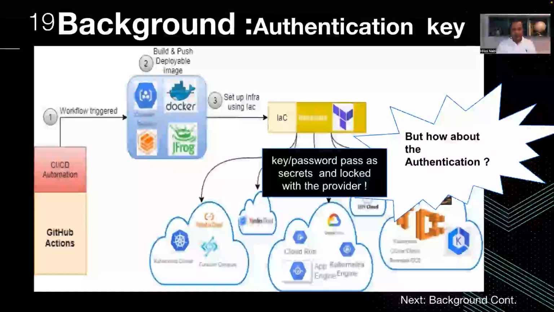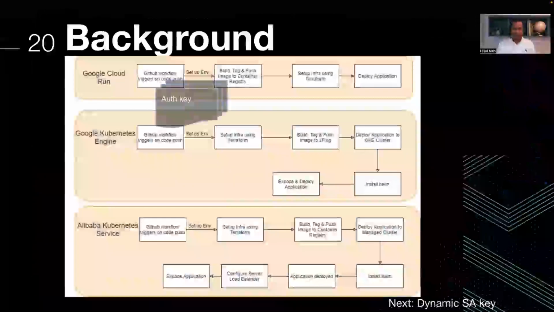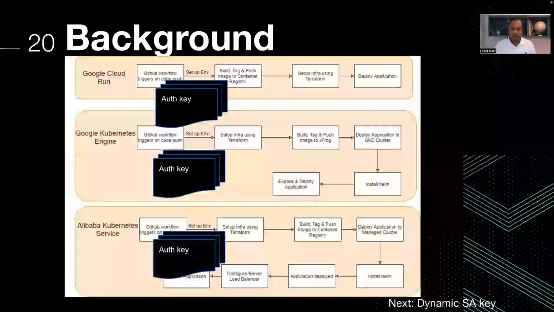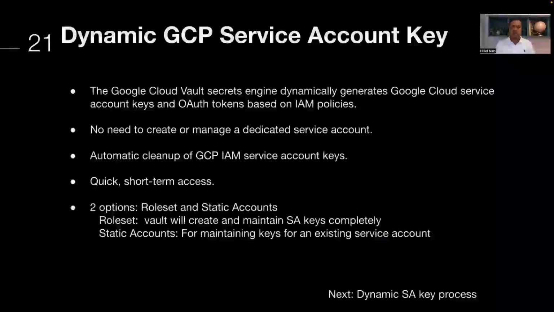So we have our password everywhere. We have our authentication everywhere. Whatever service we use, we need to authenticate it. So hence, we thought of a dynamic service account key. I have written GCP service account here because the example will be provided in a GCP environment. The good side of it is that it's dynamic, meaning it will be created on the fly and bound with IAM policies. So we do not need any dedicated service account to do so. It will be automatically cleaned up after use, and it is quick and short term.